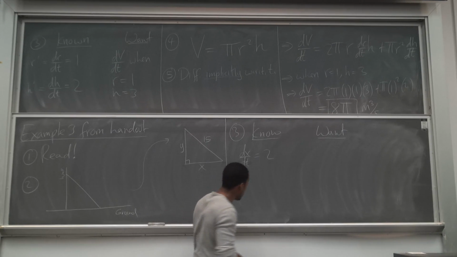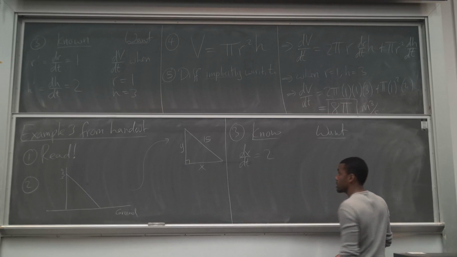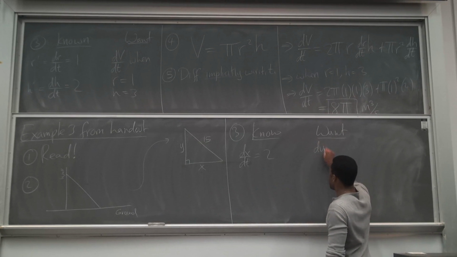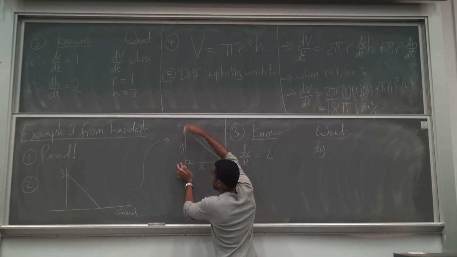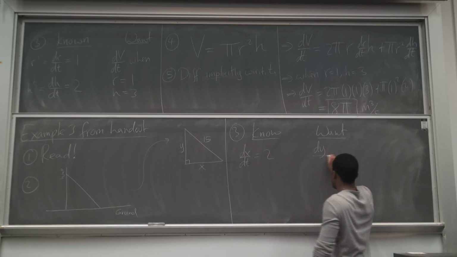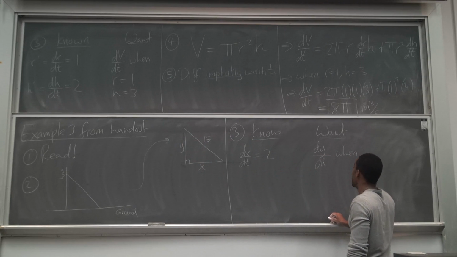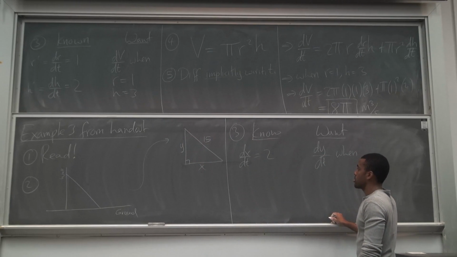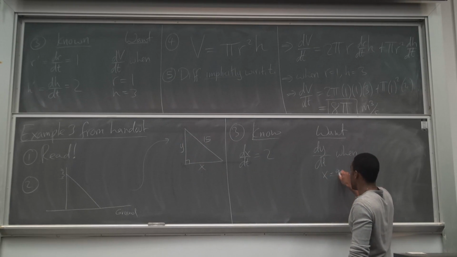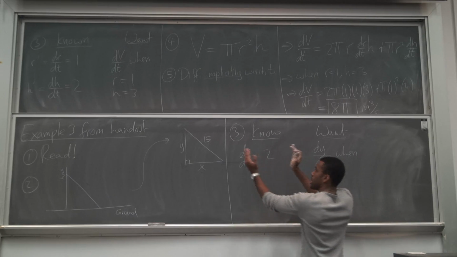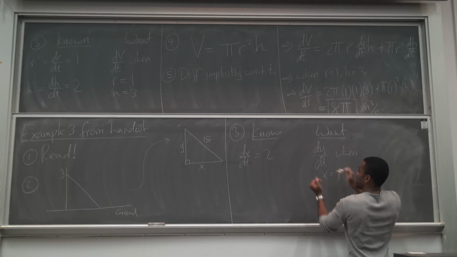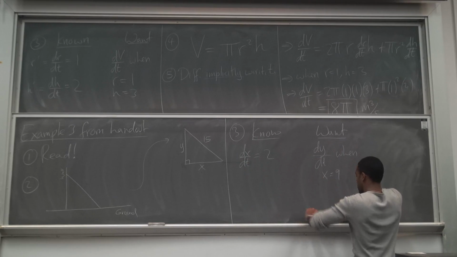That's all they told me right here. What do I want? dy/dt. I want to know how fast it is sliding down the wall. That's how fast the y is changing. When do I want it? Now, when x equals 9. So this is what I know, here's what I want, and here are the conditions under which I want it.